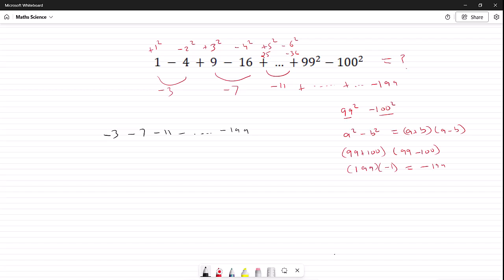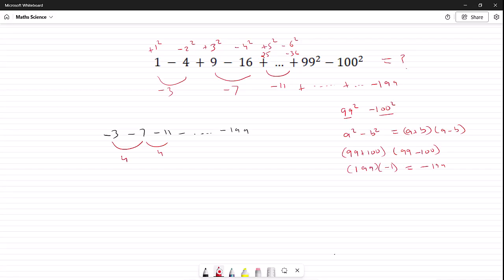So let's try to find the difference between these numbers. The difference between minus 3 and minus 7 is 4. And minus 7 and minus 11, the difference is also 4. Because minus 7 minus 11 is equal to minus 7 plus 11 equals 4. So now we have an arithmetic series where the difference is 4. And if we expand the numbers here, we'll notice the difference remains 4.